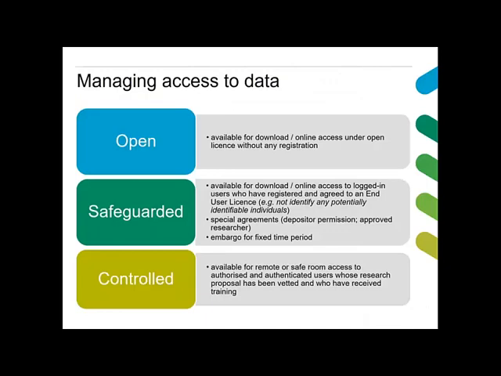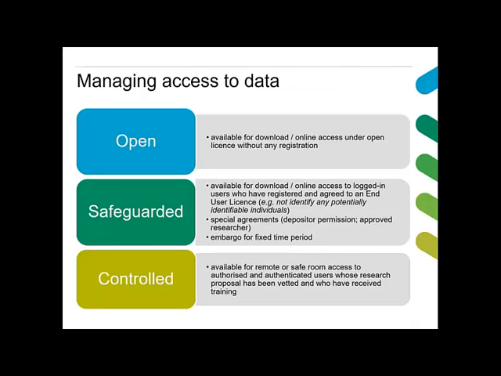So the third category I talked about was access controls to data. Here at the UK Data Archive, we have 3 categories of access control that we can apply to data, so we'll now go through these. The first one is open, and this is basically available to download online to anyone, so you don't have to register with the UK Data Service to access that information. You can just go straight into Discover, find the information and download it.